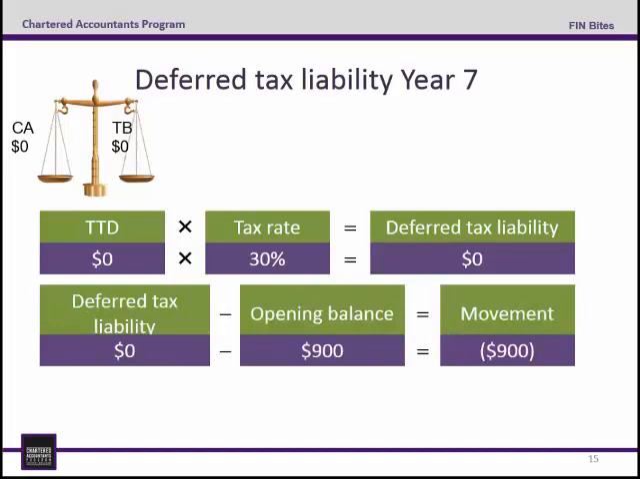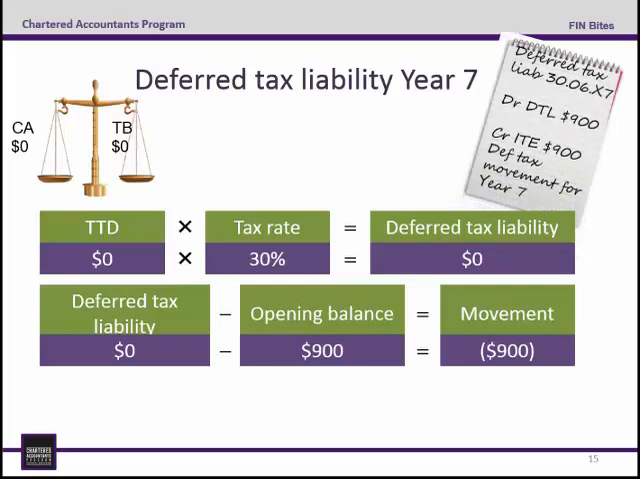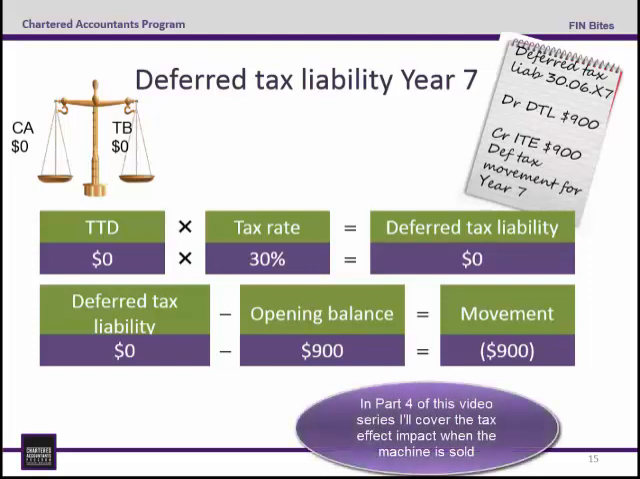So a 0 deferred tax liability at the end of year 7, but the opening balance that would have carried forward from the end of year 6 would have been $900. Therefore, my movement for the year is $900 debit. So debit DTL, credit income tax expense, and that's the deferred tax movement for year 7. So for accounting, we've expensed $21,000, and for tax, we've deducted $21,000 in depreciation deductions. So the same totals have hit both books. There's no more temporary difference.